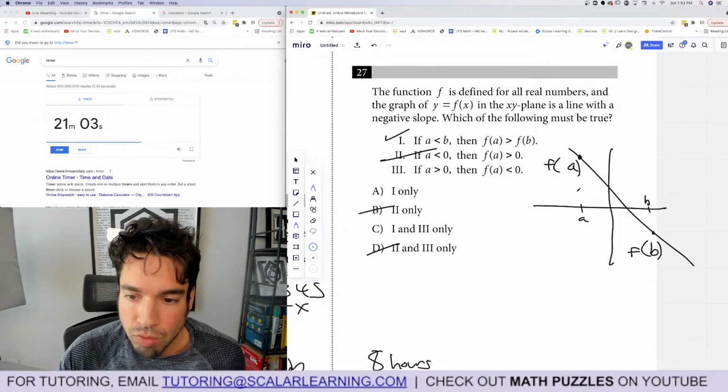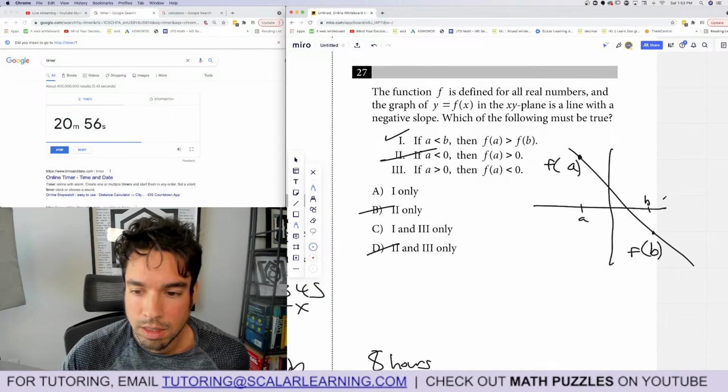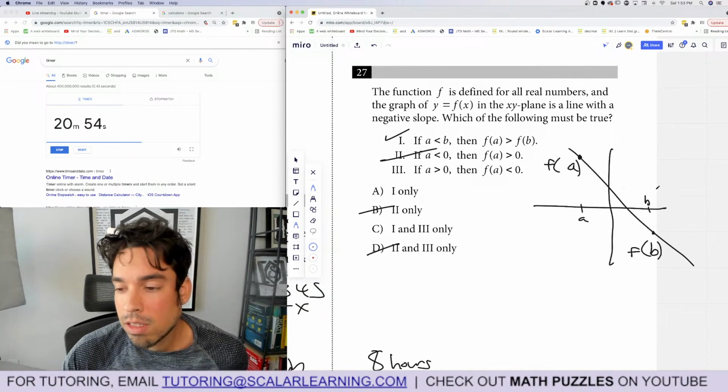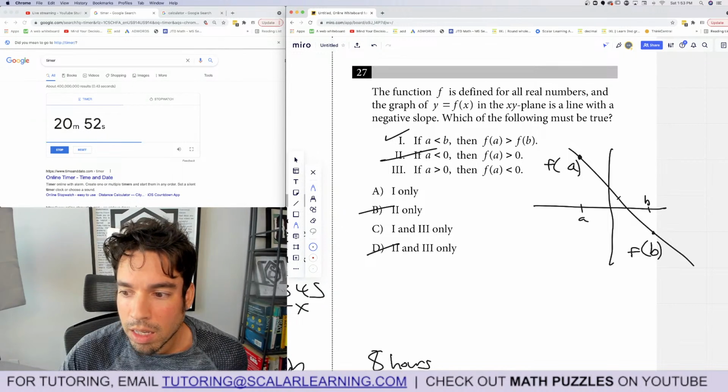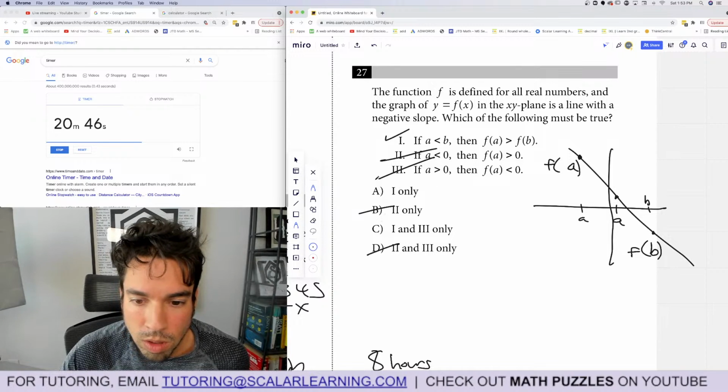If a is greater than 0, then f of a is less than 0? No, again, it doesn't mean anything. At some point it's probably going to go negative, but what if a is right here? f of a would still be positive. So you're out. 1 only.